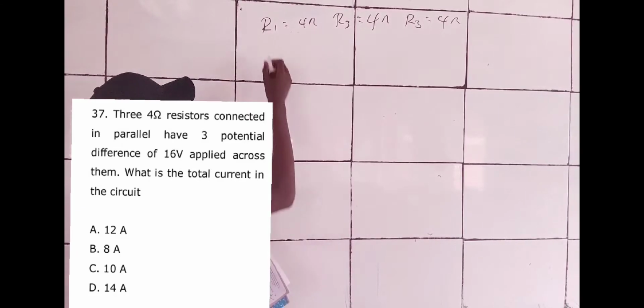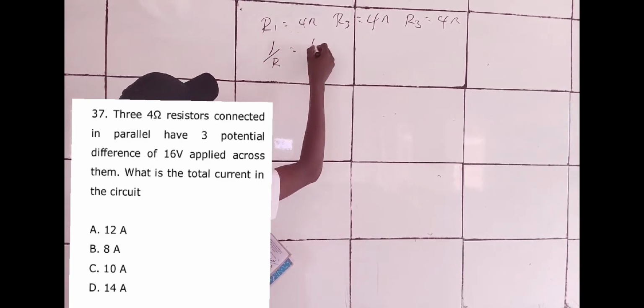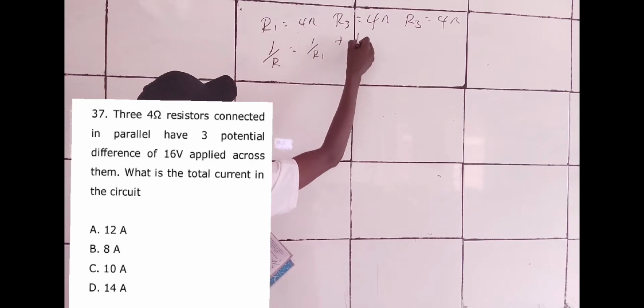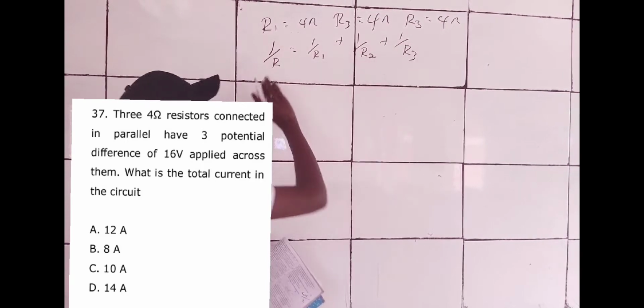So to look for the total resistance, we use the reciprocal. So the total resistance is 1 all over R is equal to 1 all over R1 plus 1 all over R2 plus 1 all over R3. So this is how we calculate the total resistance.